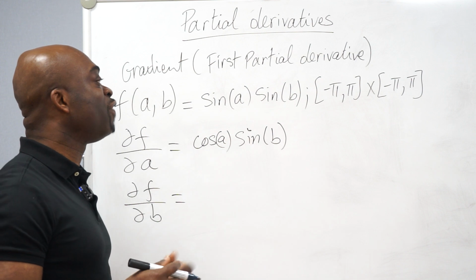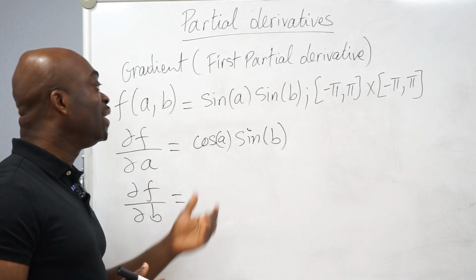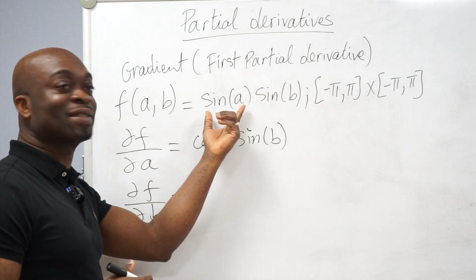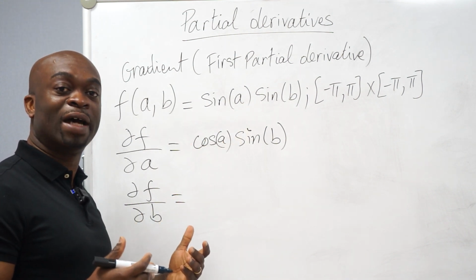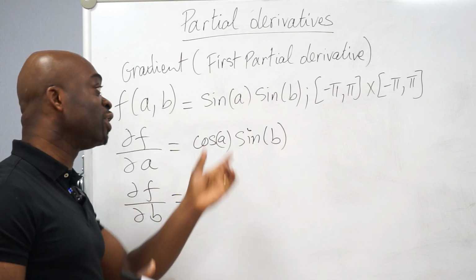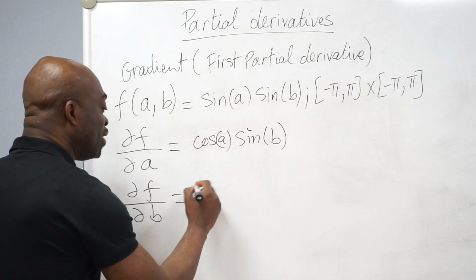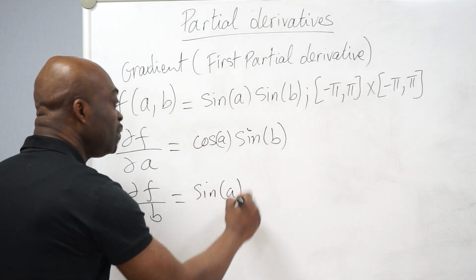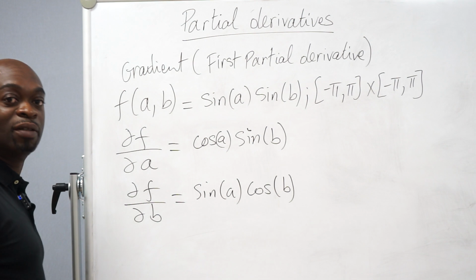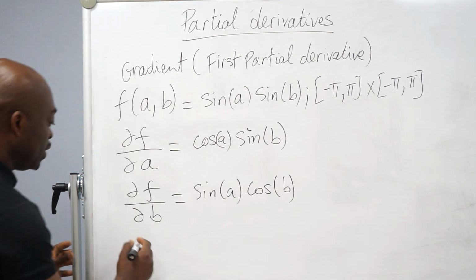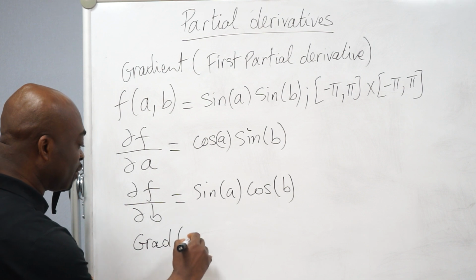What's the derivative of sine of b? It's cosine of b. Now, how are we going to treat sine of a? Sine of a also is going to be a constant, and because of the product between the two of them, sine of a is also going to stay. So we have sine of a times cosine of b. Okay? So we can put it as the gradient of f(a, b).